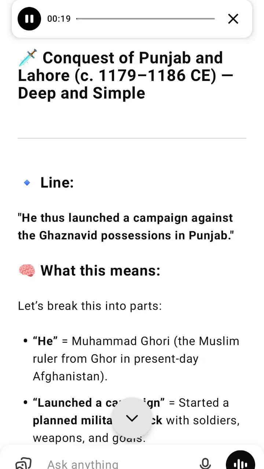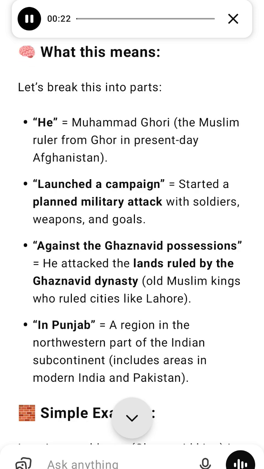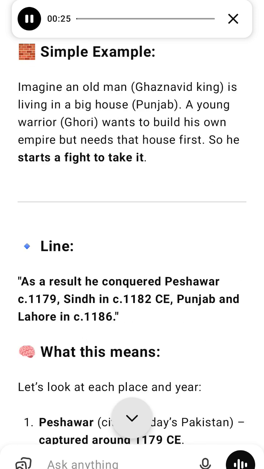Why was this a big deal? These places were like stepping stones. Controlling them gave Ghori safe entry into the heart of India, especially toward the rich Gangetic plain, the land between the Ganga and Yamuna rivers, full of wealth, cities, and fertile land.